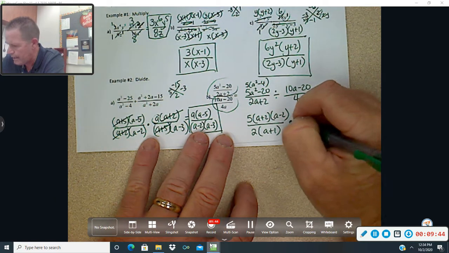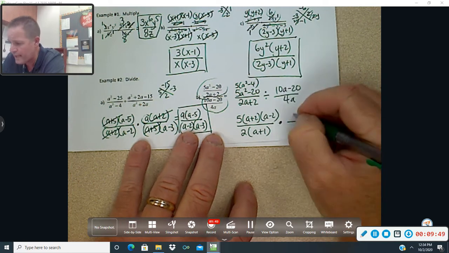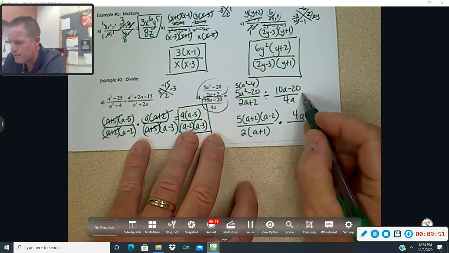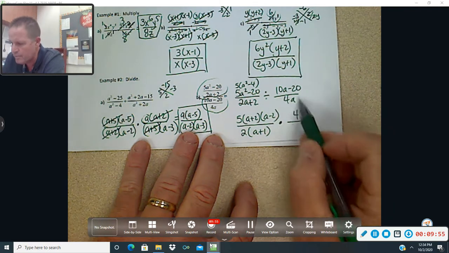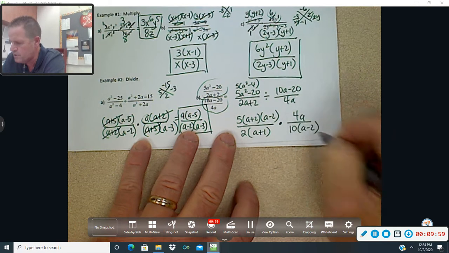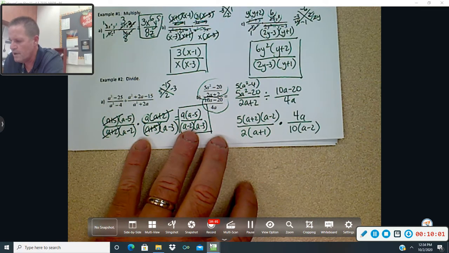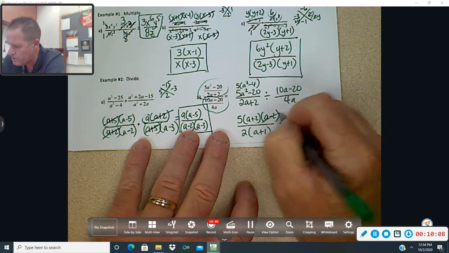Now I'm going to multiply by the reciprocal of my second fraction. So 4a is going to move up on top. It doesn't factor. This top moves down to the bottom, but it does factor. I can take out a 10. 10 times a minus 2. And so now I've factored everything. Now I just have to cross out my common factors. So a minus 2 with a minus 2.